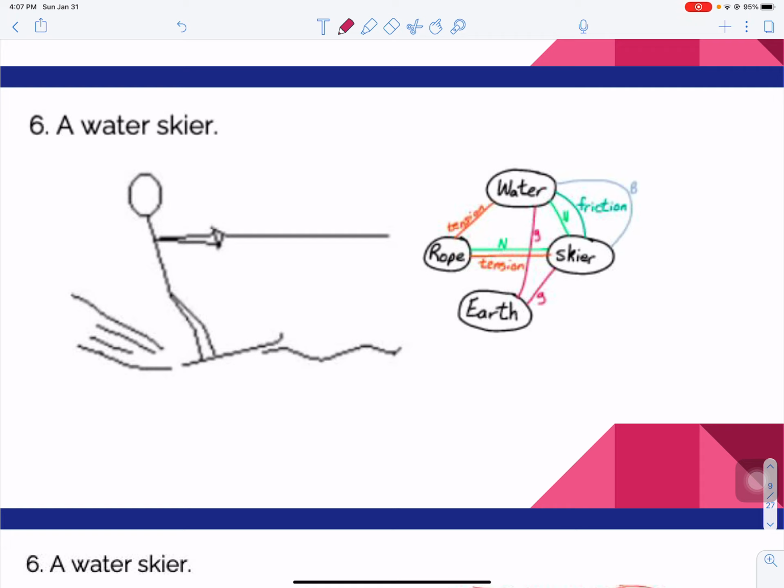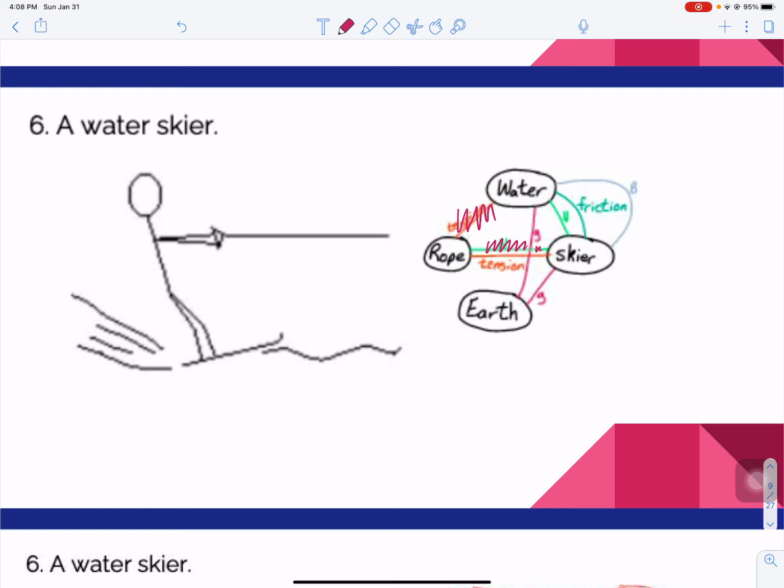Okay, so let's go through this one at a time. The water is not attached to the rope. We can just look at the diagram and see water is not attached to the rope. And so this interaction should not be there. And between the rope and the skier, you can either have normal force or tension. You cannot have both. Tension is a pulling force. Normal is a pushing force. You cannot both push and pull at the same time with the same object. And so this normal force should not be here.